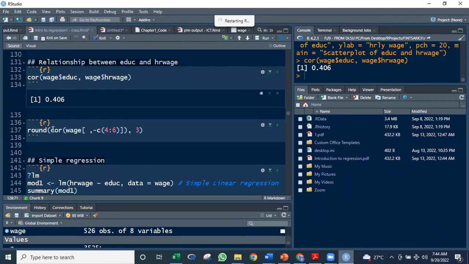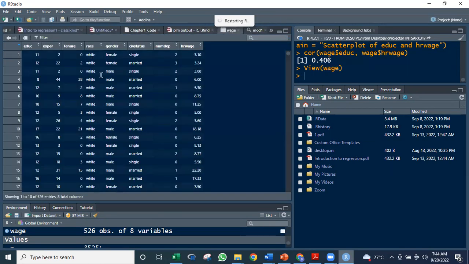And then here we can use the round function. The round function will set the decimal places. So here it's round 3, and then we're correlating from the wage data. We did this for columns 4 to 6. Why is that so? If we check the wage data set, the columns 4 to 6, the variables 4 to 6, are character. So we cannot get the correlation of these. It will give us an error if we try to get the correlation.